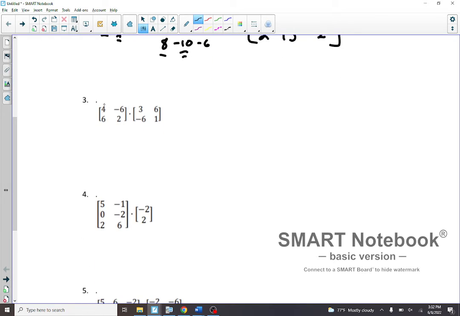Next one, when you multiply, you go row to column. So with that in mind, let's say the first one, let's do color code. So top left. So 4 times 3 plus -6 times -6. So that's going to be 12 plus 36, which is 48.